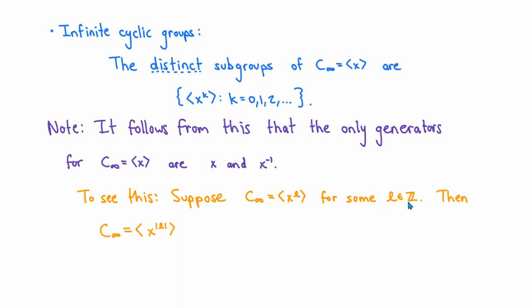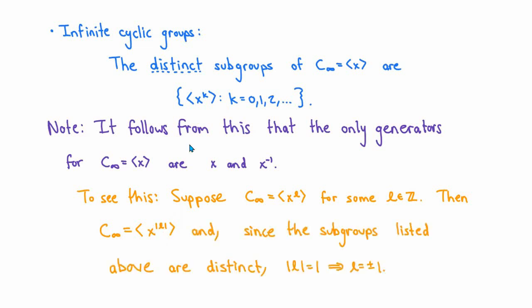Well then, l certainly can't be 0, since then you would have the trivial group here, and whether l is positive or negative, C infinity is also going to be generated by x to the minus l. So we can always say in this case that it's generated by x to the absolute value of l, and we know that absolute value of l is a positive integer. Well, we already said that all of the groups in this list are distinct, and we know that C infinity is generated by x to the 1, therefore this allows us to conclude that the absolute value of l must be 1, which forces l to be plus or minus 1. So that verifies this claim that the only generators for the group are x and x inverse.